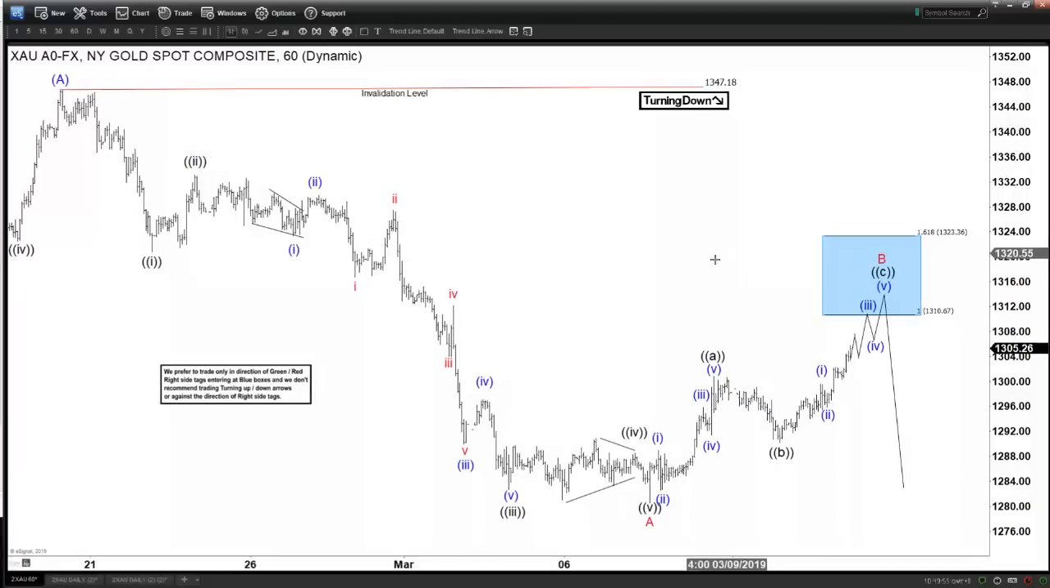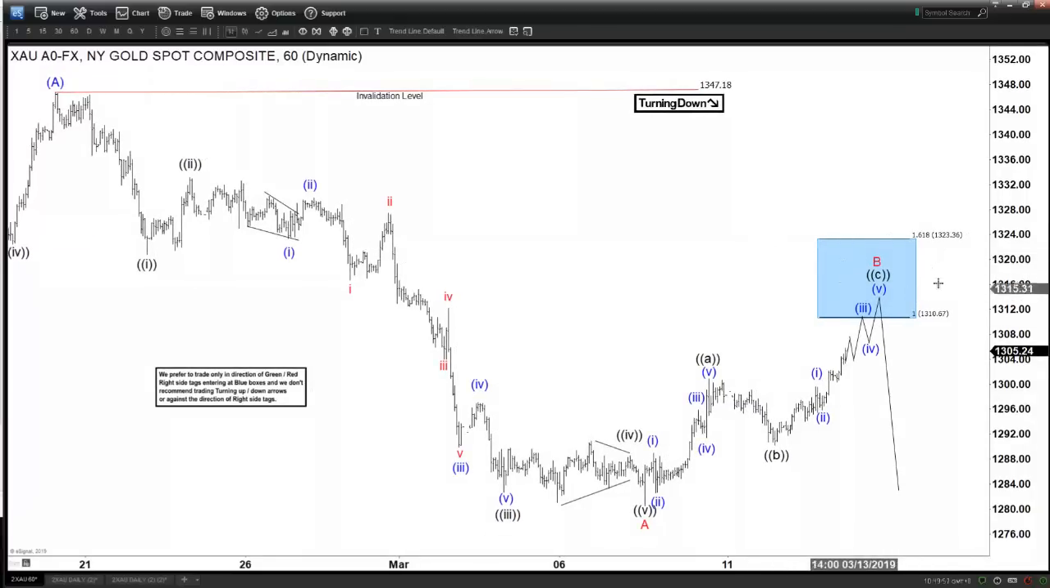And if this count is correct, then we should be able to see some profit taking or some sellers in this blue box area at 1310, 1323, and then gold from here either will go to a new low in a C leg in the red degree, or at least it's going to do a three-wave pullback here, right?